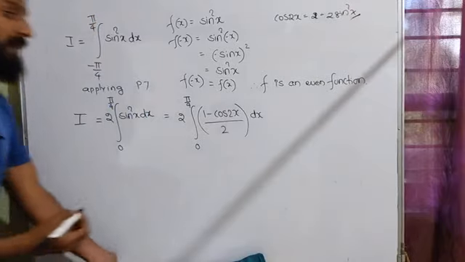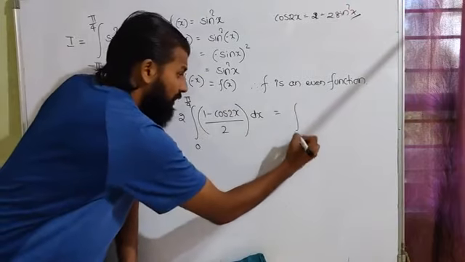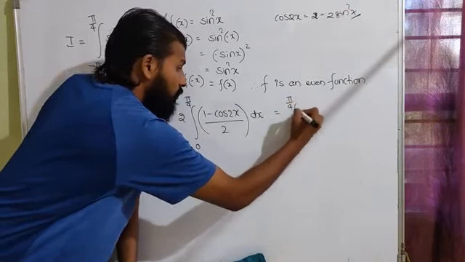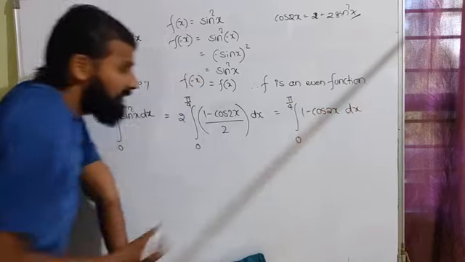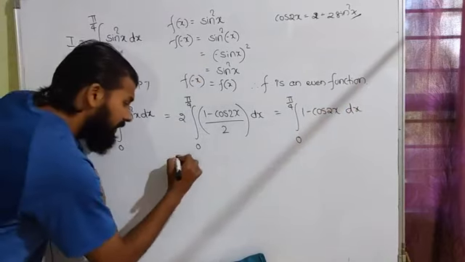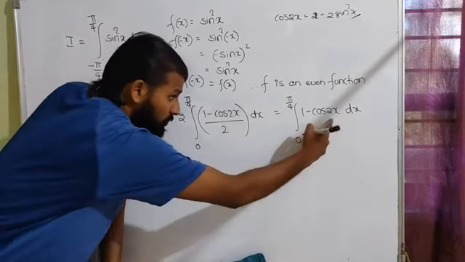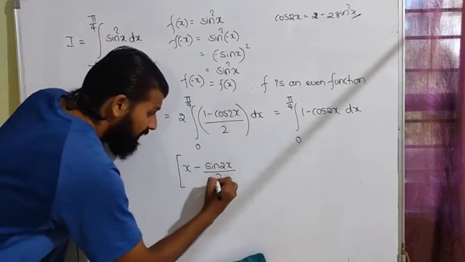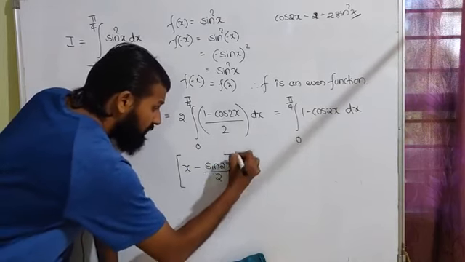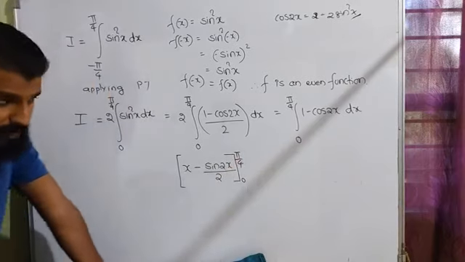Okay, so let's take this 2 outside. The 2s will cancel each other, so I'll be left with integral from 0 to pi by 4 of (1 minus cos 2x) dx. If I integrate, the integration of 1 will be x, minus cos 2x will be sine 2x divided by 2, from 0 to pi by 4, because it is in the ax plus b form, my dear friends.